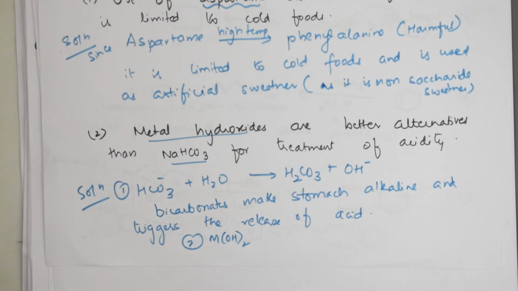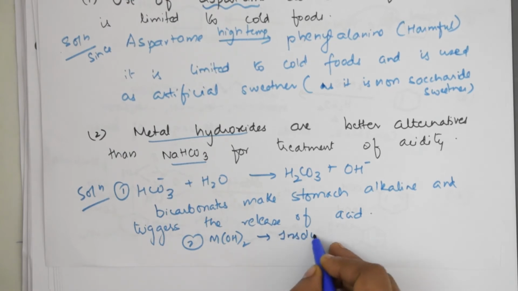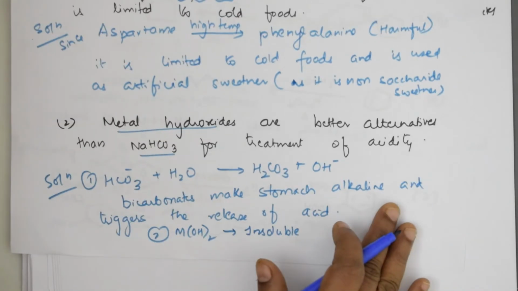You know, they are sparingly soluble. Hydroxides are sparingly soluble, means very less solubility. And because they don't dissolve, what will happen? They will not increase the pH, isn't it? Correct? So you write metal hydroxides are sparingly soluble or insoluble.